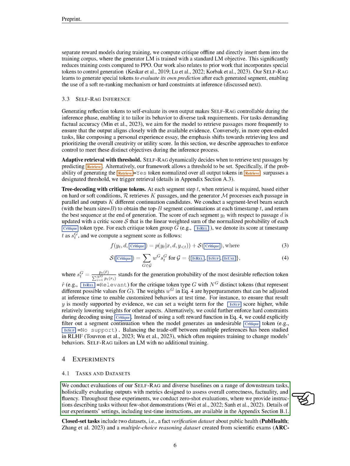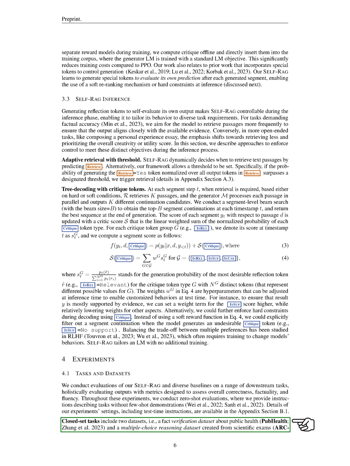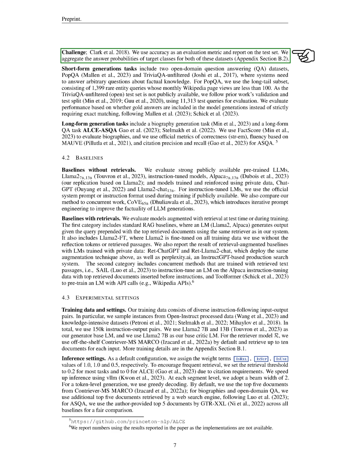We've used two types of tasks for our evaluations. The first type, closed-set tasks, includes a fact-checking dataset about public health and a multiple-choice reasoning dataset derived from scientific exams. We've used accuracy as the measure of performance for these tasks.